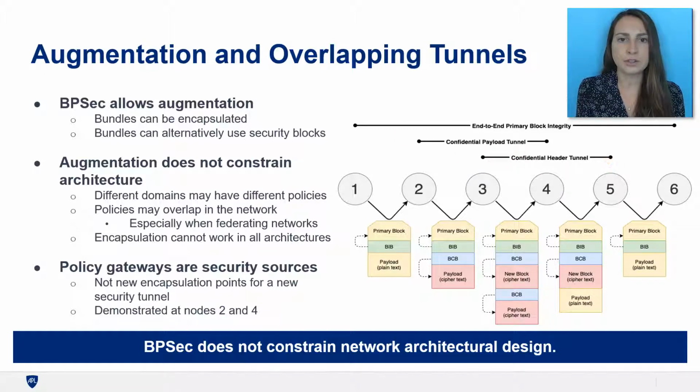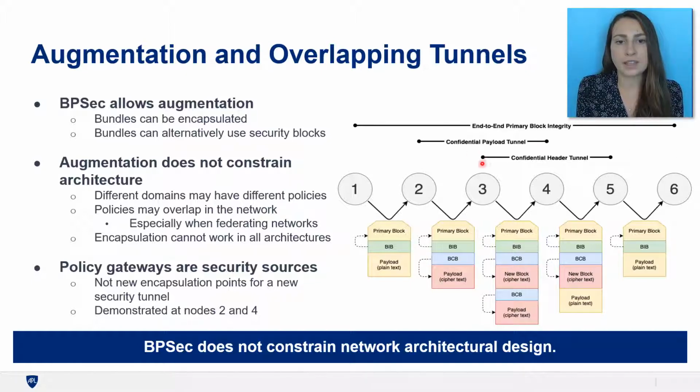This figure shows the transmission of a bundle between nodes 1 and 6. End-to-end primary block integrity is provided simply by node 1 adding a BIB to the bundle, and node 6 acting as its security acceptor. Node 2 may represent a policy gateway requiring a payload confidentiality tunnel. Where other protocols would take an encapsulation approach, BPSec treats policy gateways as security sources, so node 2 adds a BCB targeting the payload to provide confidentiality.